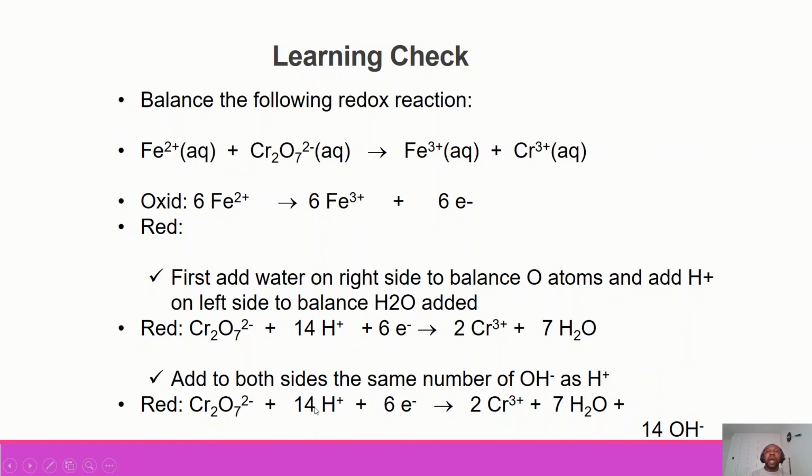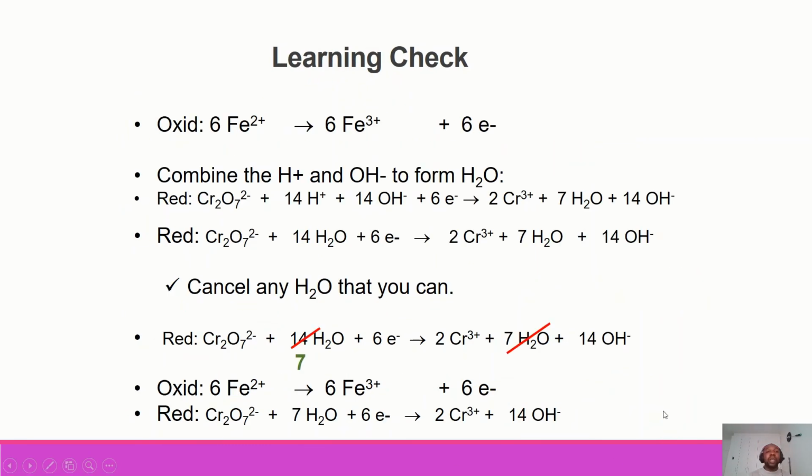So that means we're going to add 14 OH. So by the time you have 14 OH, this is going to be water. This is going to turn to 14 water. Then we're going to have 14 OH on that side. So at the end, you're going to have chromate plus the 14 water, then 6 electrons, and then we have this.